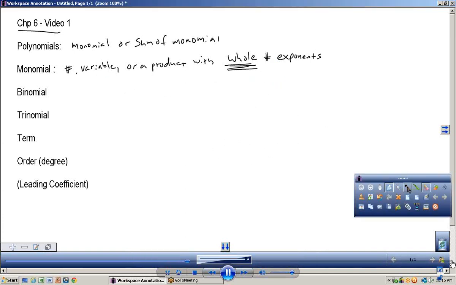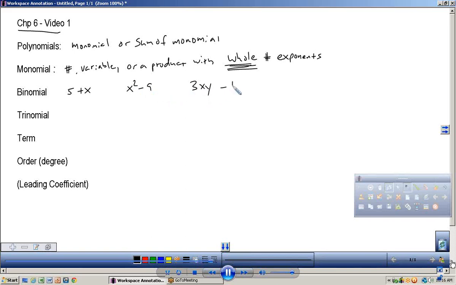You've got to understand we're talking about monomials in all of this unit. Now, a binomial is just a two-term polynomial, like 5 plus x is a binomial. x squared minus 9 is a binomial. And you've got 3xy minus 4zab. That's a binomial because it has two terms, like bicycle with two wheels. And the same thing, a trinomial is one with 3 terms, like x squared plus 7x plus 10. You can have x squared minus 3 plus y, 3 terms.